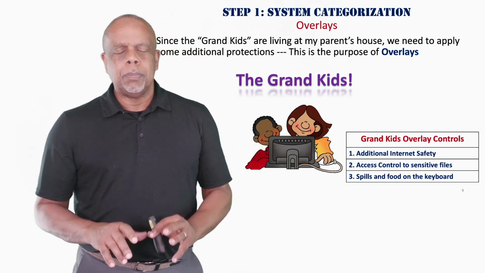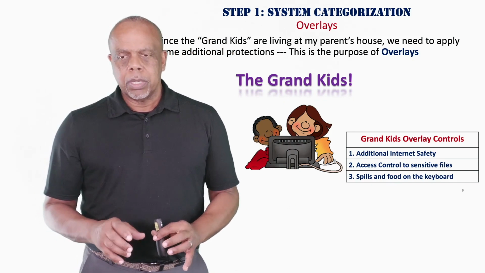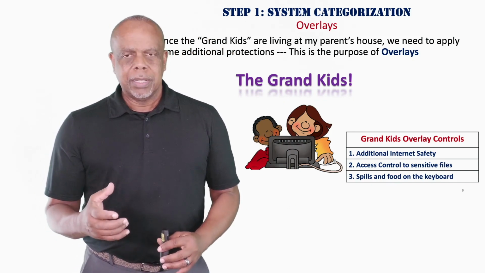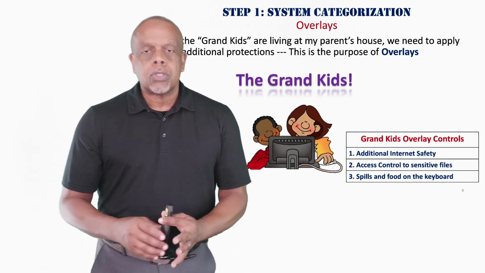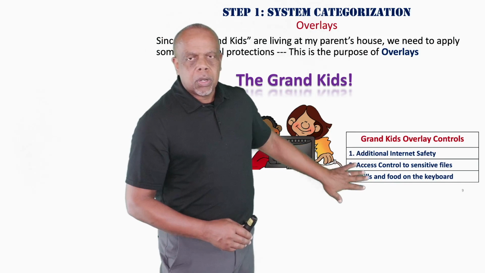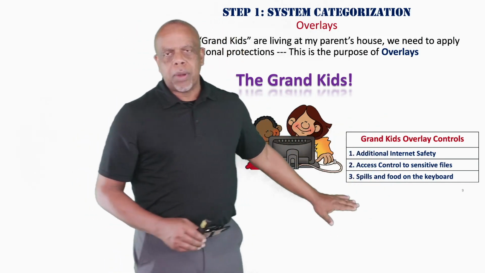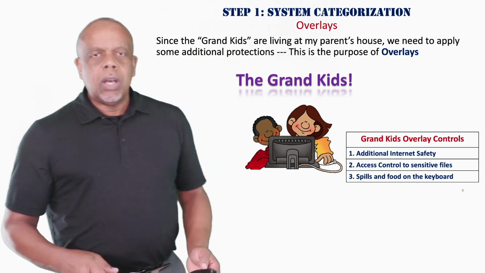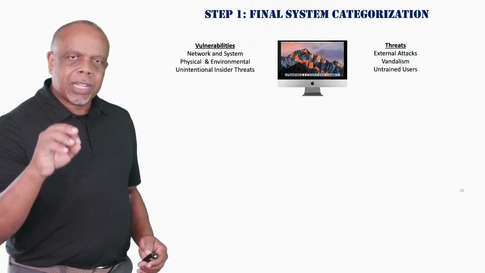They're going to want to be in there playing their games or whatever, and they're going to have their little grubby hands all over the keyboard, and he's going to have his little Coca-Cola in there, and they're going to spill it, right? It's going to happen. It's not if, it's just when. So now, these are what I call the grandkids overlay, and these are the controls that are part of that grandkids overlay. So those are some of the steps that we have with respect to categorization.